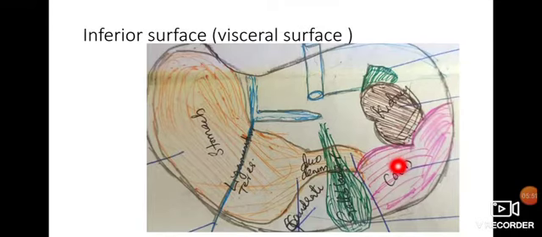Here comes the colon, the right kidney, and suprarenal. It is not present on the inferior surface, that is extended into the bare area of the liver, that belongs to the posterior surface.